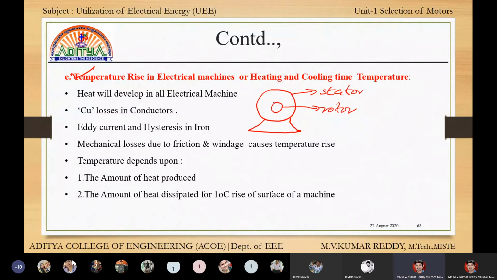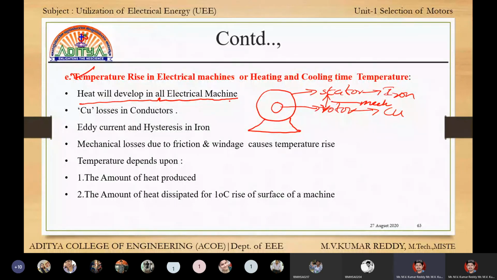Okay, next is stator and rotor, two parts. In the stator we have iron. In the rotor we have copper. In between stator and rotor we have mechanical considerations. Hence, heat will be developed in all electrical machines.